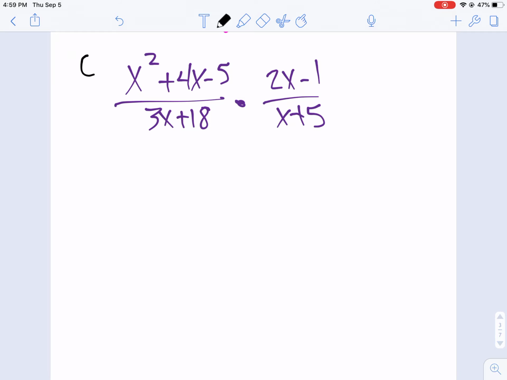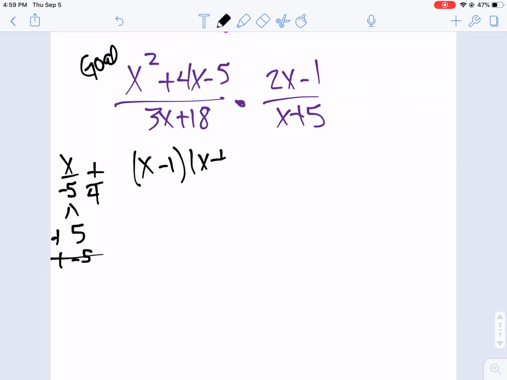So the top one up here, that's a gold problem. I want two things that multiply to negative 5 but add to 4. Well, the only two factors that could work are 1 and 5. One of them has to be negative in order to multiply to negative 5. So in order for it to be a positive 4, it's going to have to be a negative 1. If you did 1 and negative 5, that would give you negative 4. So the top factors into x minus 1, x plus 5.